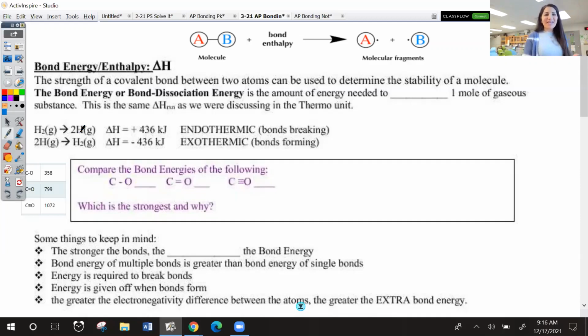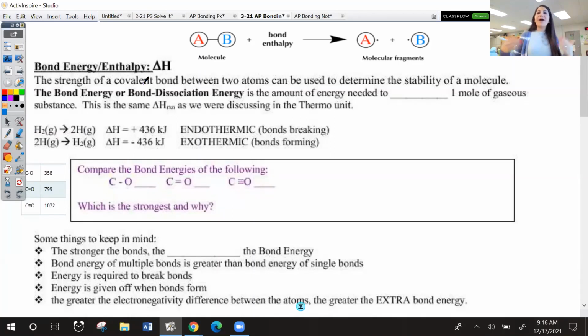So what we're going to be talking about today is bond enthalpy, bond energy or bond enthalpy. Okay, so what is this word? What does this mean? Well, we know that enthalpy simply refers to our delta H, or our change in energy. And so we want to see how much energy is required to actually separate and pull apart a bond.